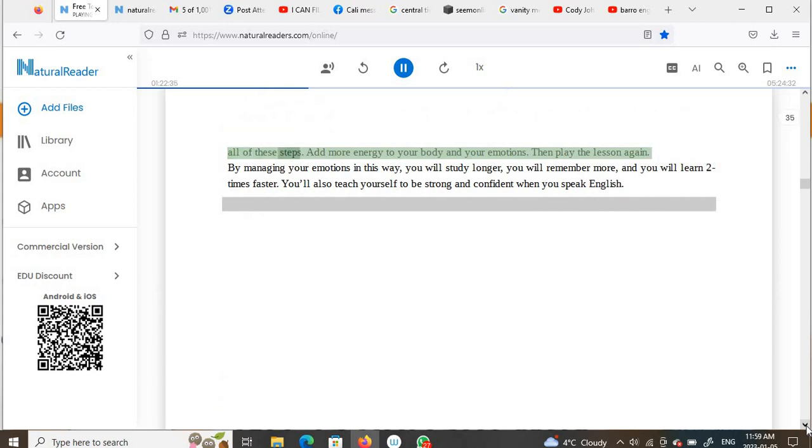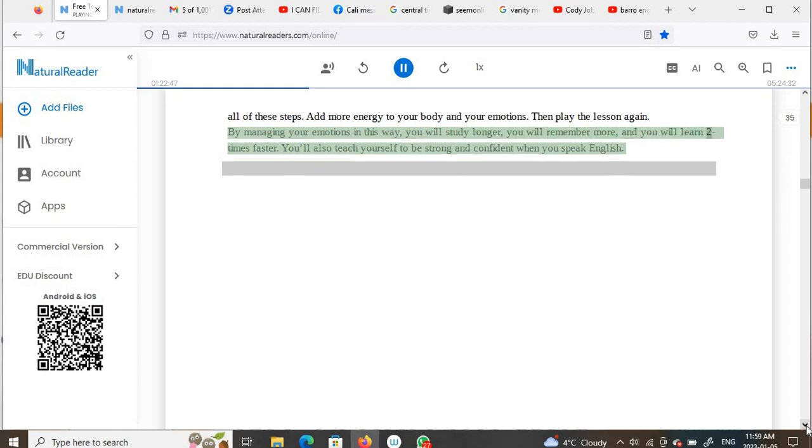All of these steps add more energy to your body and your emotions. Then play the lesson again. By managing your emotions in this way, you will study longer, you will remember more, and you will learn 2-4 times faster. You'll also teach yourself to be strong and confident when you speak English.